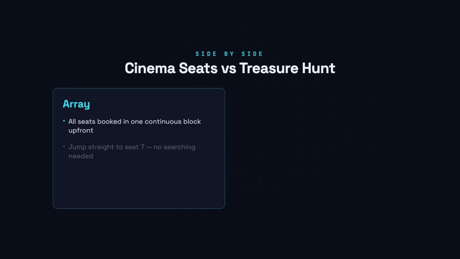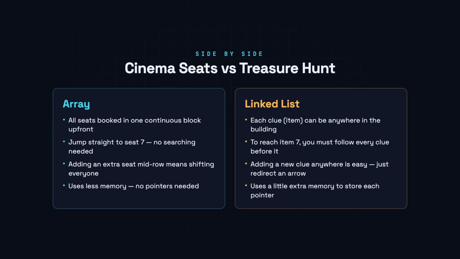Think of an array as a cinema with reserved numbered seats all in one row. A linked list is more like a treasure hunt. Each clue tells you where the next one is. Getting to a specific clue means walking through every one before it.